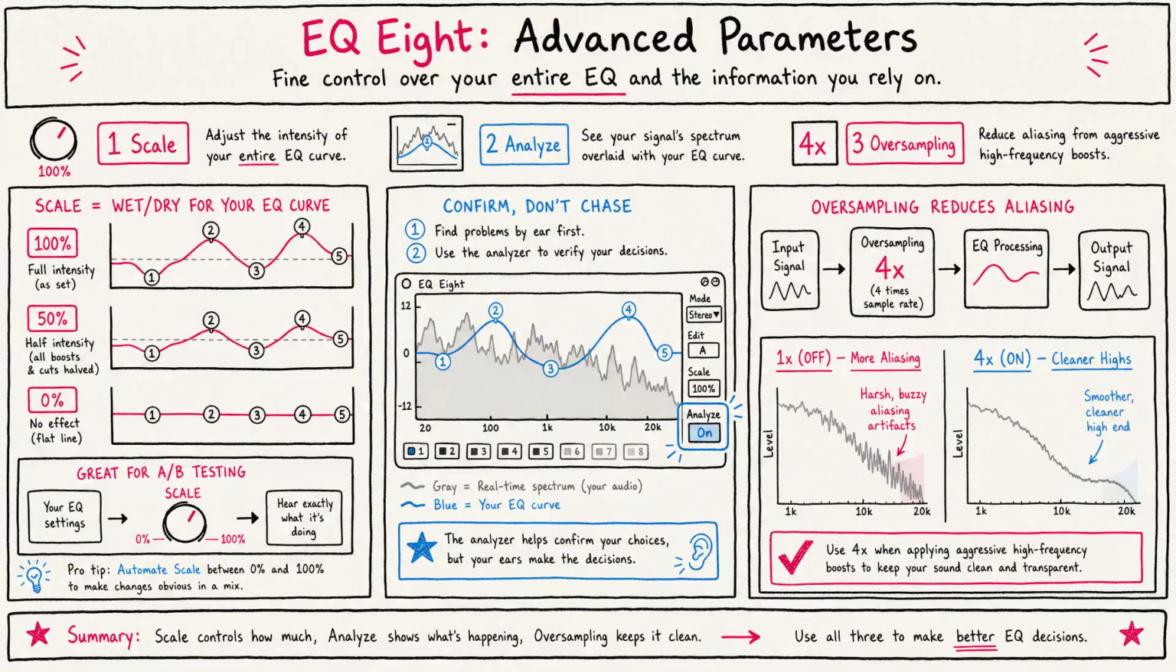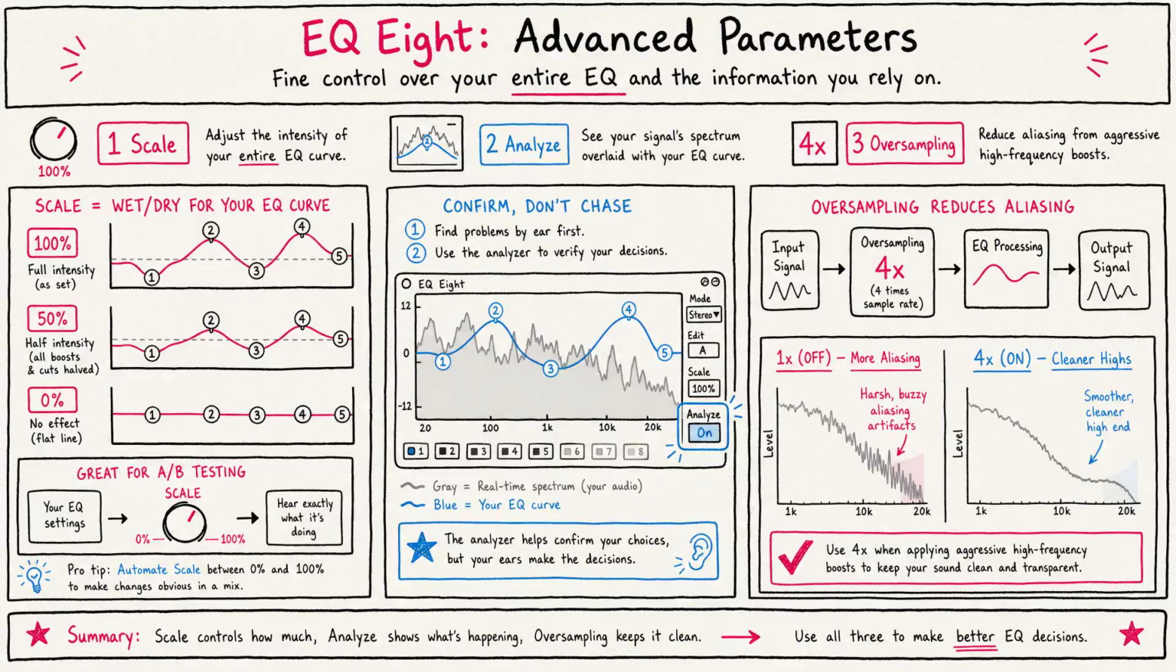Analyze enables the real-time spectrum analyzer, displaying the frequency content of your signal overlaid with your EQ curve. The analyzer helps confirm your decisions, but shouldn't drive them. Develop the habit of identifying problems by ear first, then using the analyzer to verify.